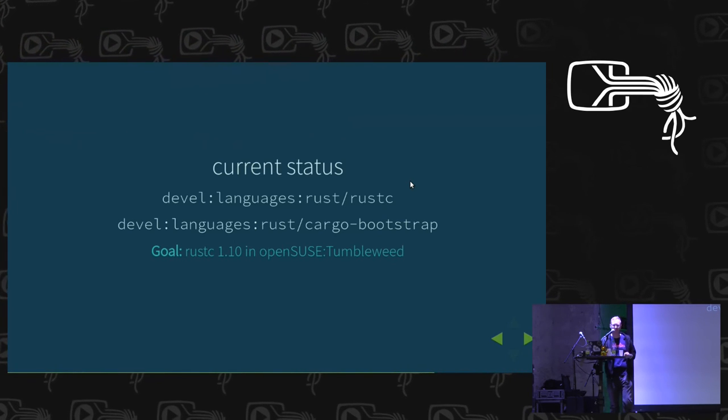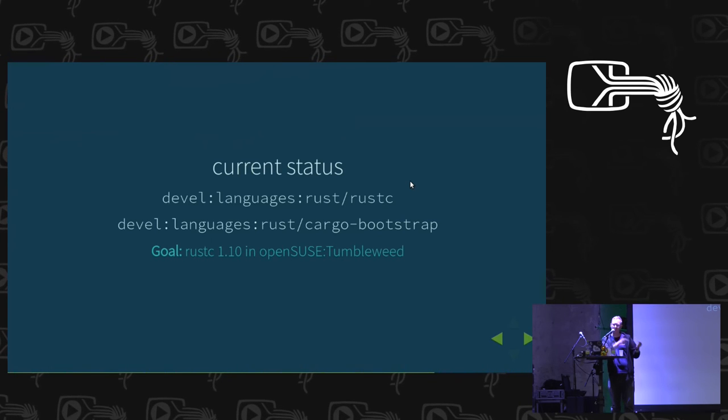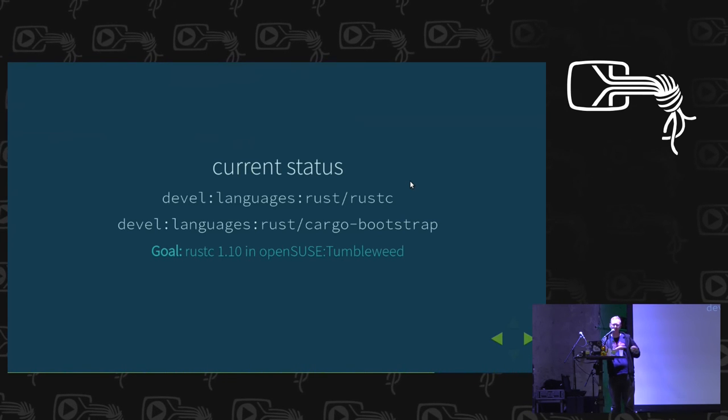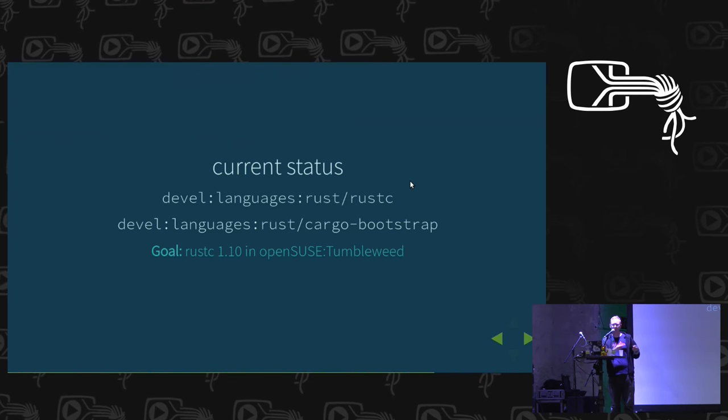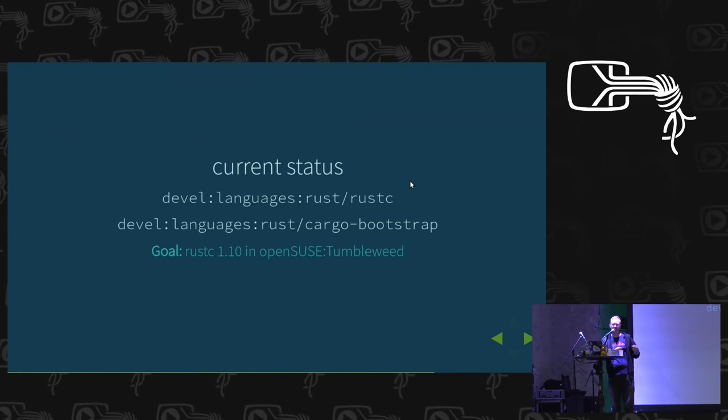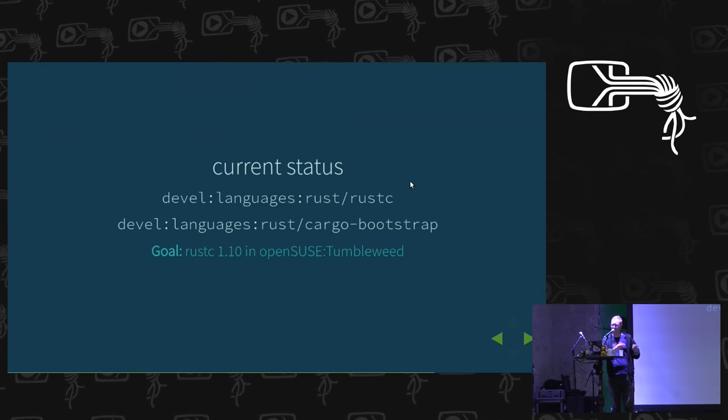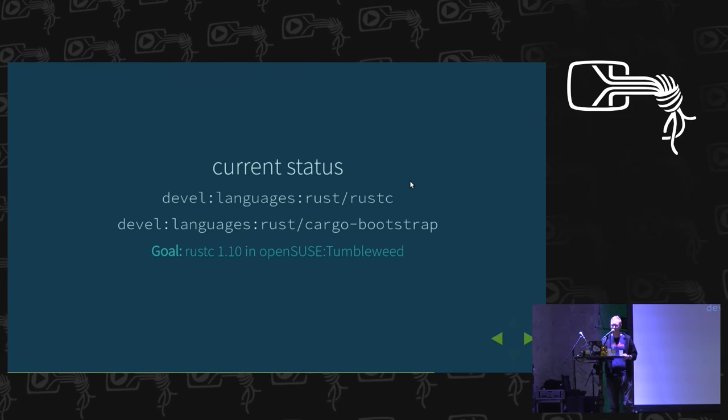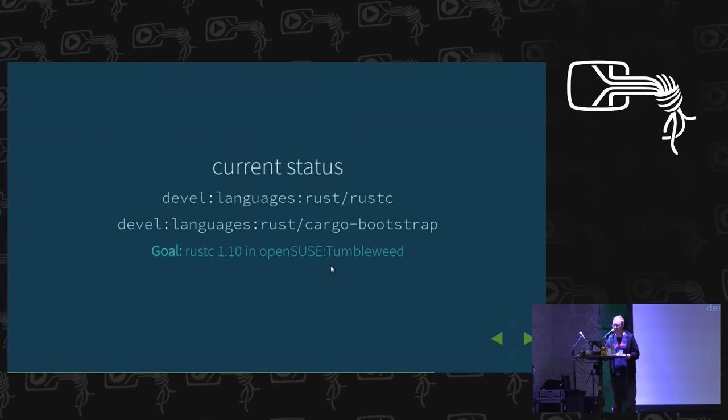Because the problem is that the Rust compiler is written in Rust. So to compile the Rust compiler, you need the Rust compiler. And cargo uses cargo to build itself. So to build cargo, you need cargo. And figuring this out is not that easy.